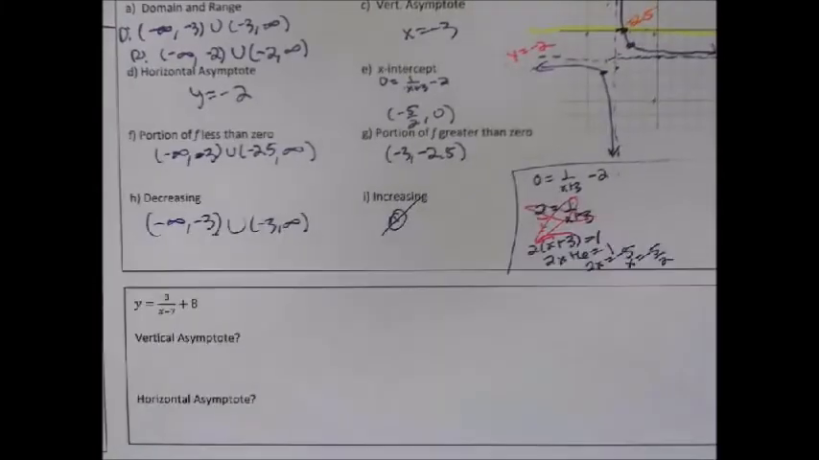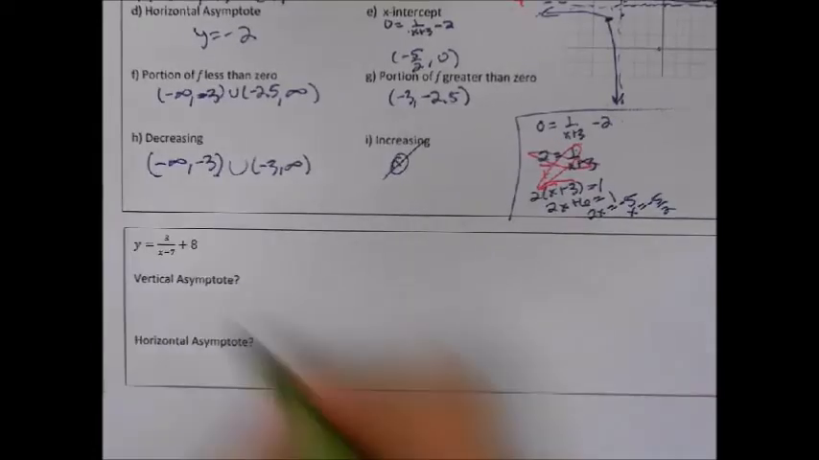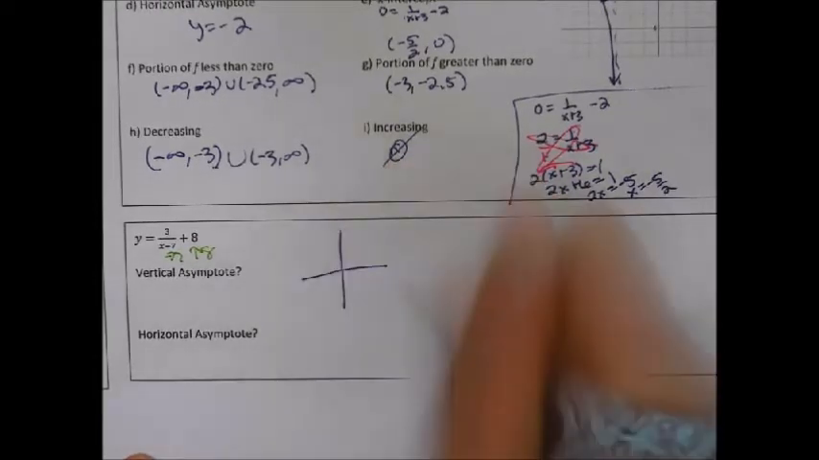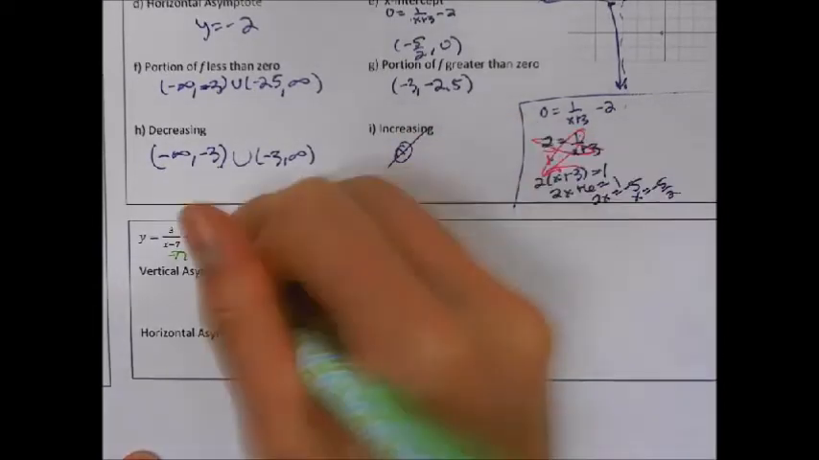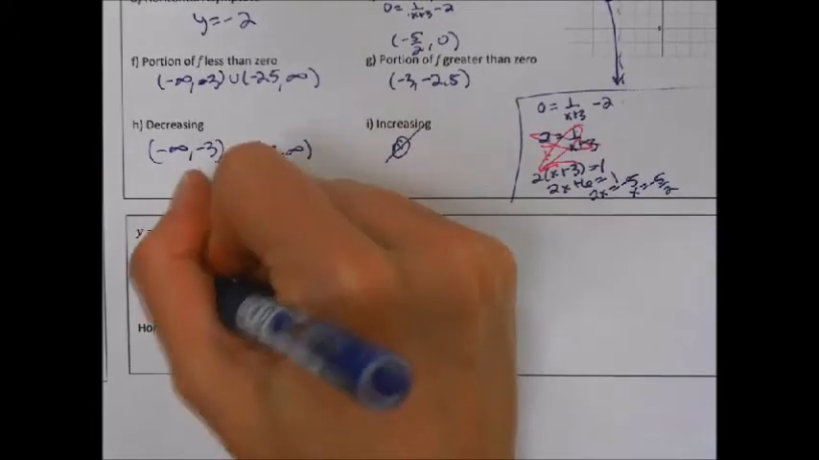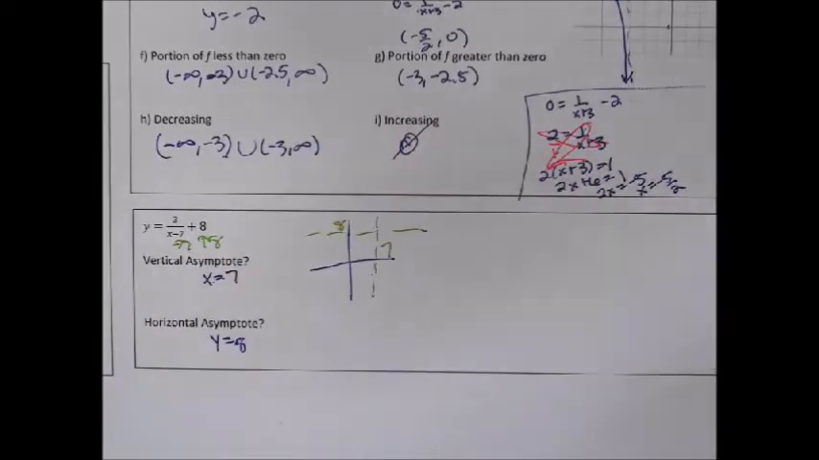Okay, let's do the bottom little box. Go ahead and from that function, write your vertical asymptote and your horizontal asymptote. Since we shifted right 7 and up 8, let's picture a graph. So the vertical one moved right 7, and then that one's up 8. So the vertical one, x equals 7. This one, y equals 8.